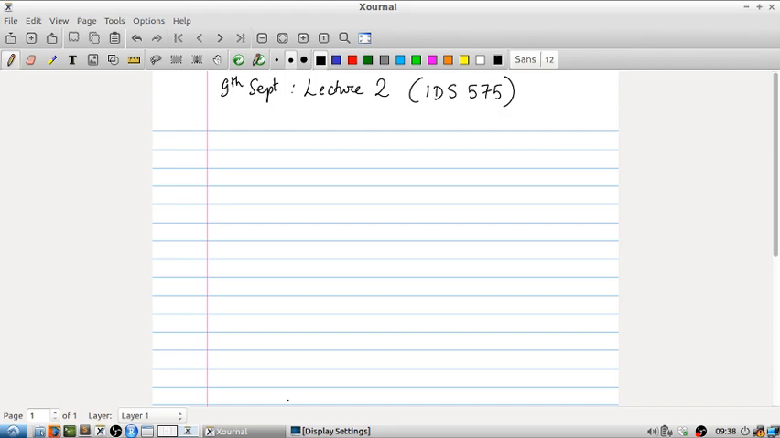Okay, so let's start. I'll also try to show the notes in case there are figures, so that you don't have to keep the notes online all the time.